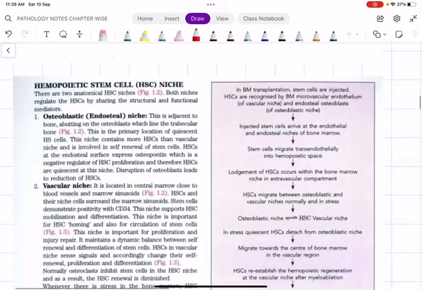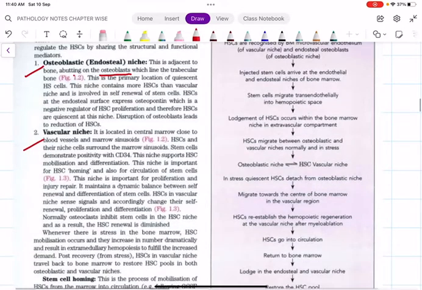Fine? Yes. So I told you, hematopoietic stem cell niche. Niche means these are specialized areas in the bone marrow which, structurally as well as functionally, regulate the various processes of hematopoiesis. We have two niches. One is called the osteoblastic niche and the other is the vascular niche. As you can see in the name itself, osteoblastic means they are located close to the osteoblasts in the bone. This is the area found adjacent to the bone. At the same time, vascular niche means it is located in the central bone marrow close to the blood vessels and the marrow sinusoids. Okay, I will show the picture.